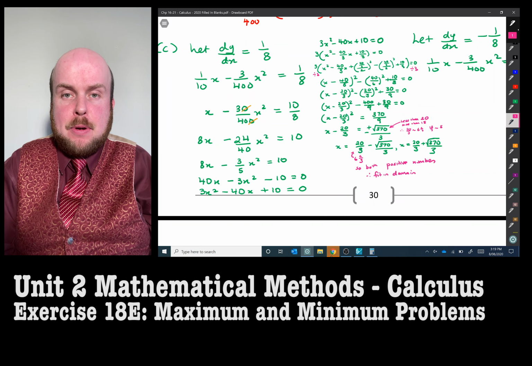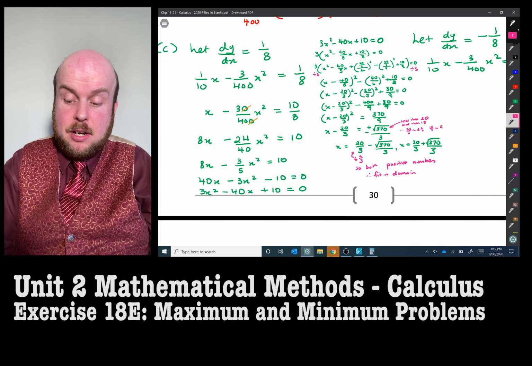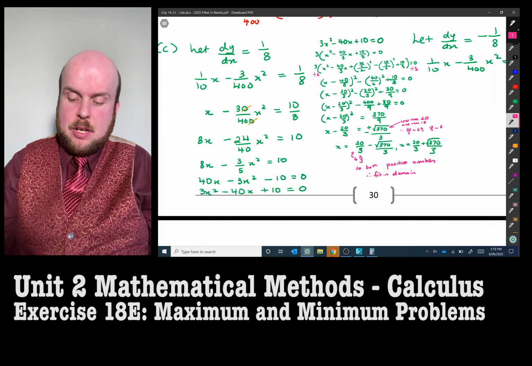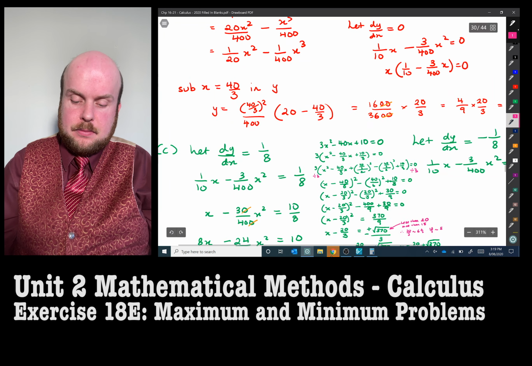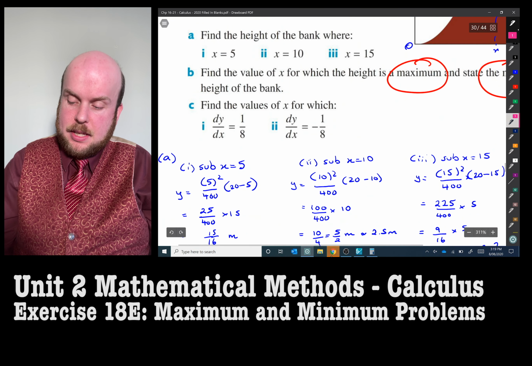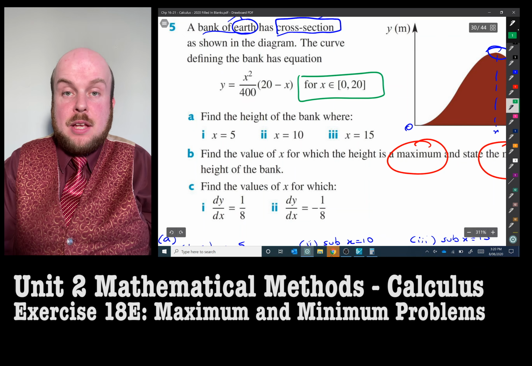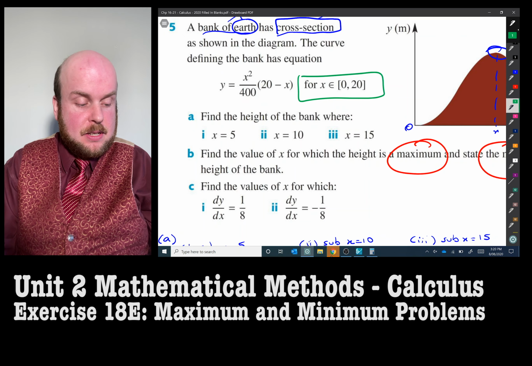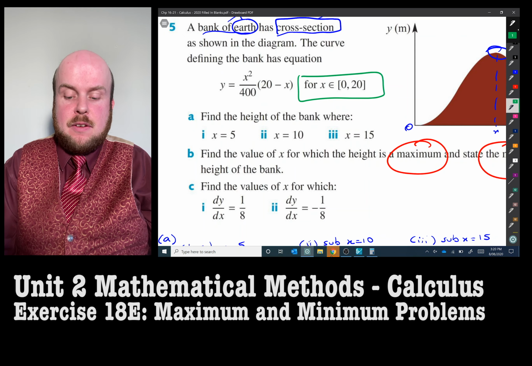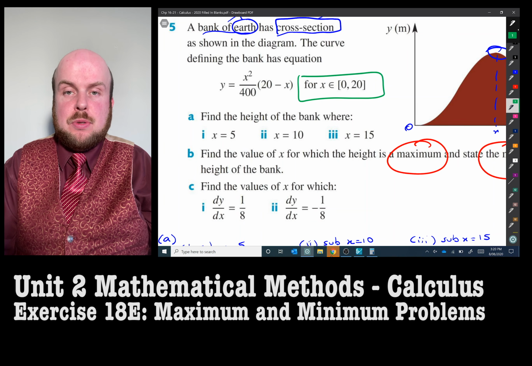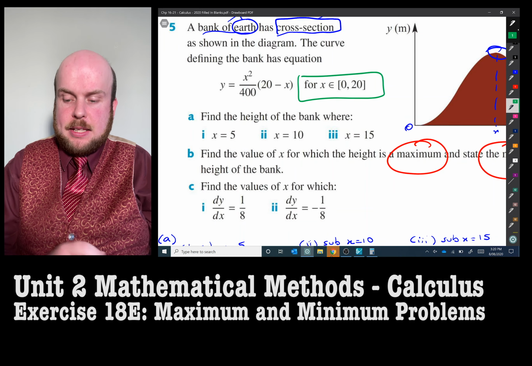Why do I care that both are positive? Because of the initial domain of the question. If we go back, the initial domain has to be between 0 and 20. So therefore, both of those values exist. I have found the values of x for when the derivative is equal to 1/8. I'm now going to do something very similar for when the derivative is equal to negative 1/8.